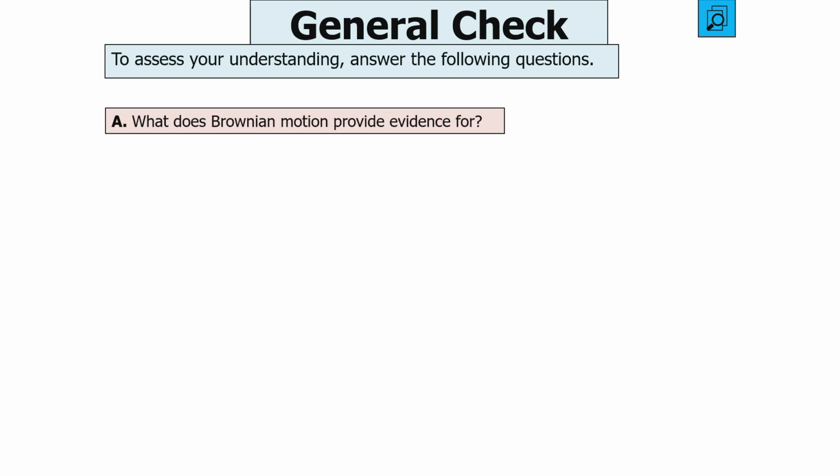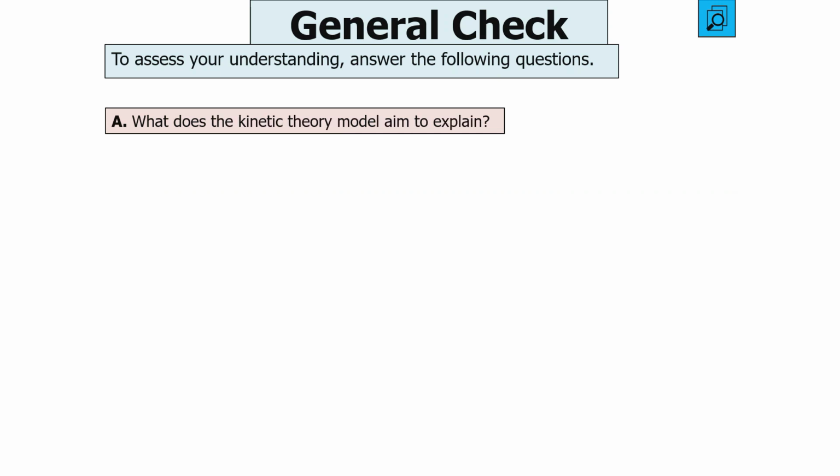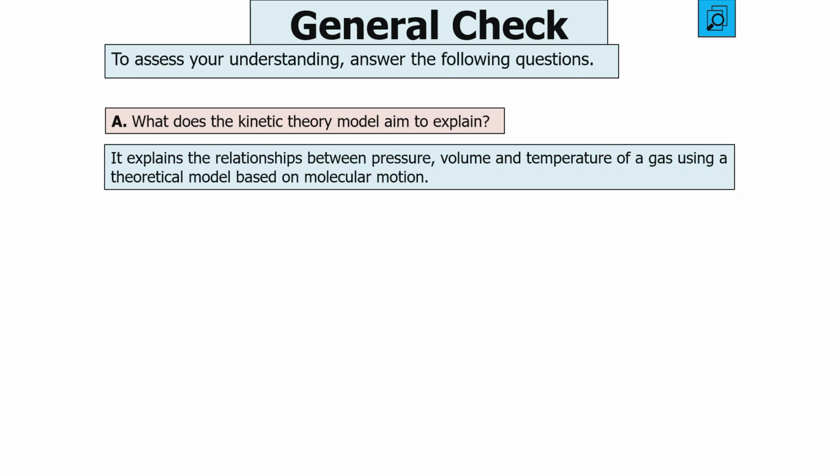What does Brownian motion provide evidence for? Brownian motion provides evidence for the existence of atoms and molecules, as it shows particles being moved by invisible collisions with smaller particles. What does the kinetic theory model aim to explain? It explains the relationships between pressure, volume, and temperature of a gas using a theoretical model based on molecular motion.